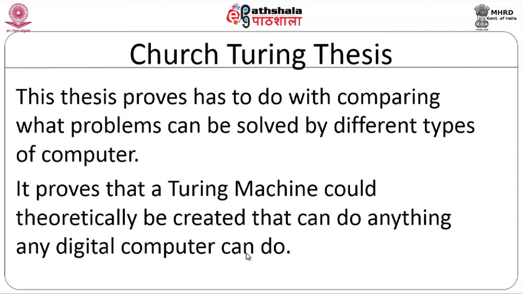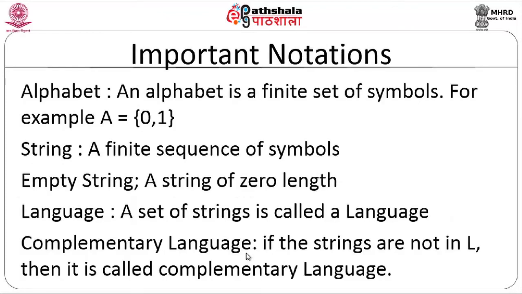One of the important contributions of the Turing machine is that, for all programs, this machine can be used. In other words, the Church-Turing thesis states that a Turing machine could theoretically be created that can do anything that a digital computer can do. The beauty of this mathematical machine is that, without having any computers, we can give a proof of whether a program is right or not.